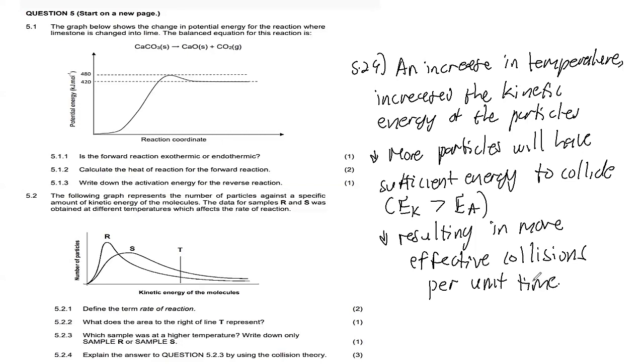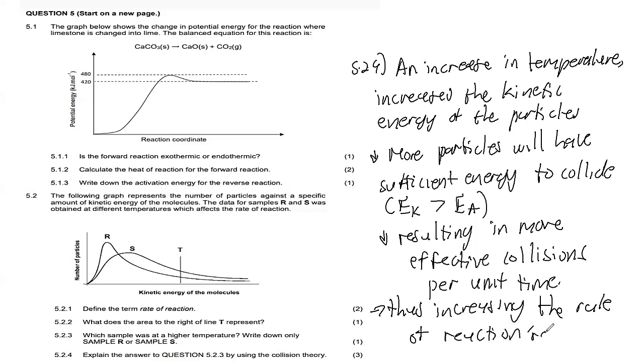And that's just how you are supposed to go about it, as easy as that. So you say an increase in temperature increases the kinetic energy of the particles. More particles will have sufficient energy to collide, meaning more particles have a kinetic energy that is greater than the activation energy. Then this will result in more effective collisions per unit time, thus increasing the rate of reaction. That one always goes as our concluding statement.